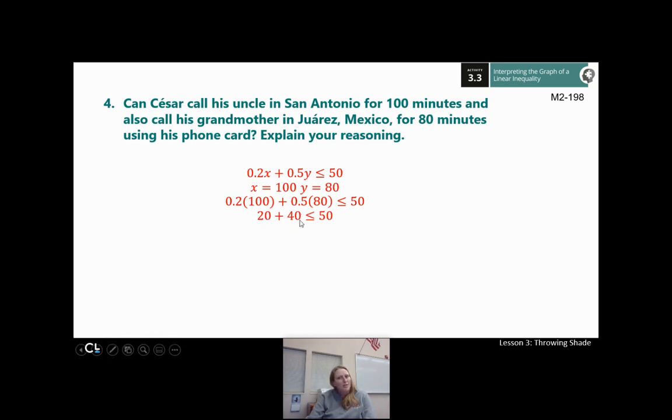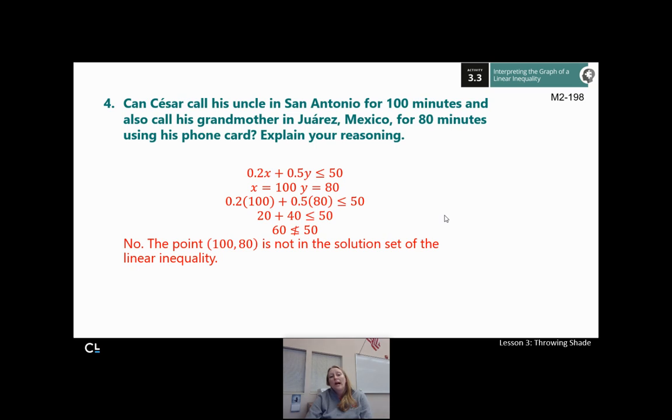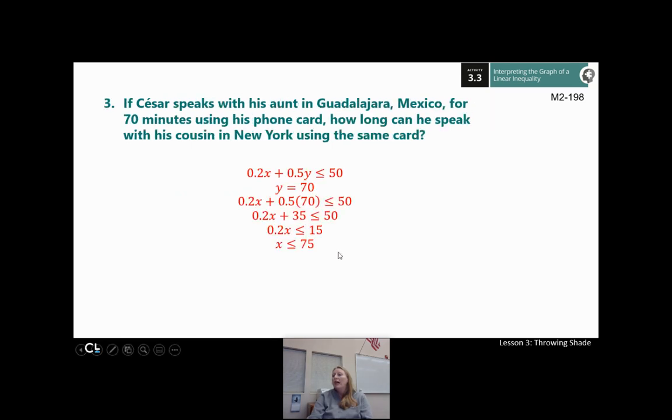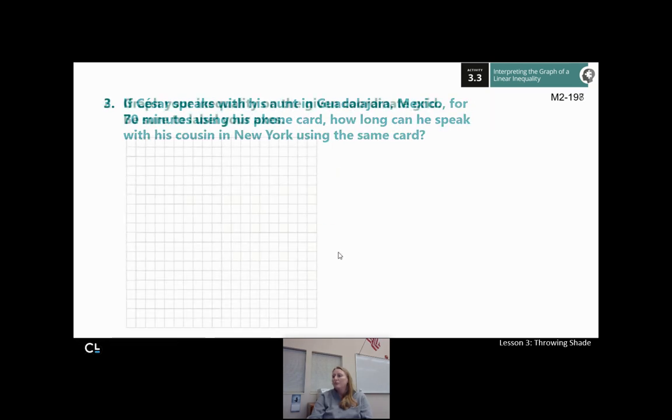20 plus 40 is 60. 60 is not less than or equal to 50. That's no good. He went over his minutes. So no, Caesar can't call his uncle in San Antonio for 100 minutes and also call his mother in Juarez for 80 minutes using his phone card. That point, (100, 80), is not in the solution set of your linear inequality. And in fact, another way you could have checked this, since the point is (100, 80), is we could have gone back to our graph if you'd wanted to.